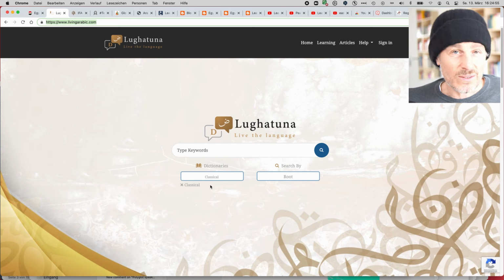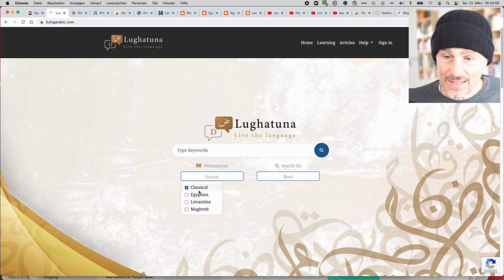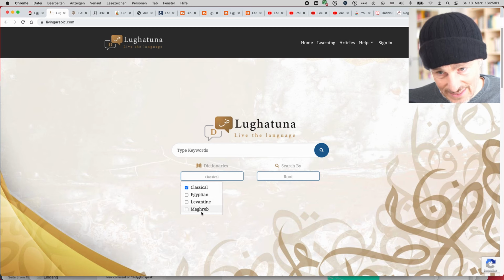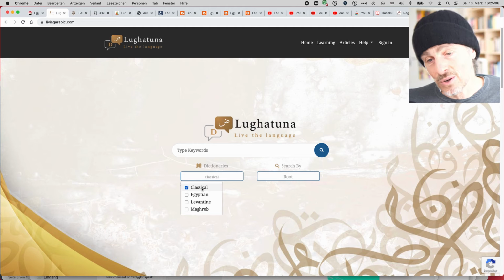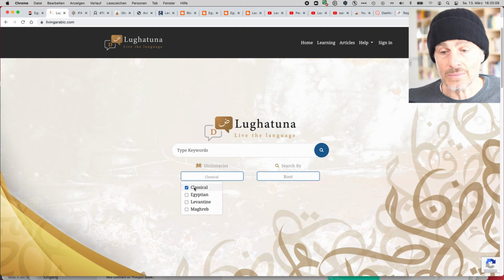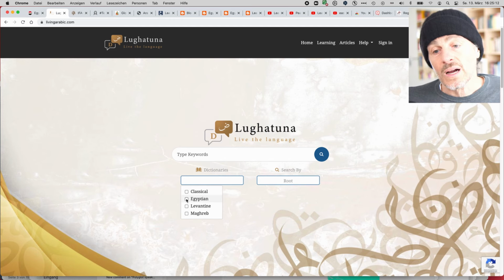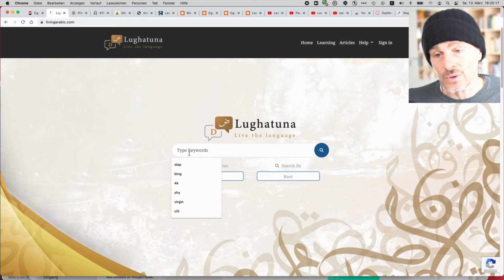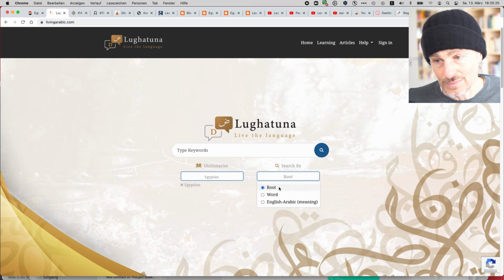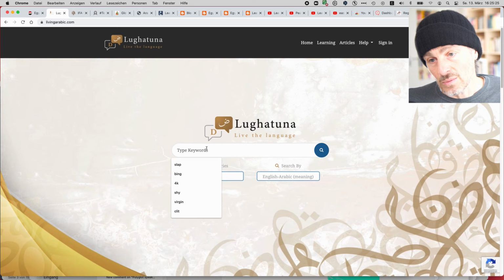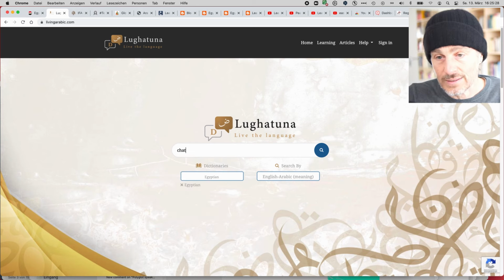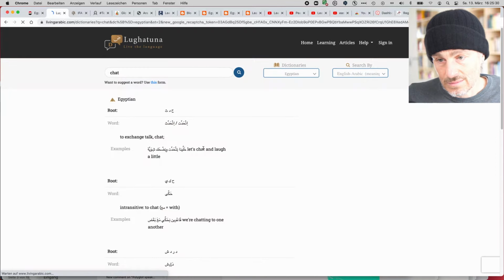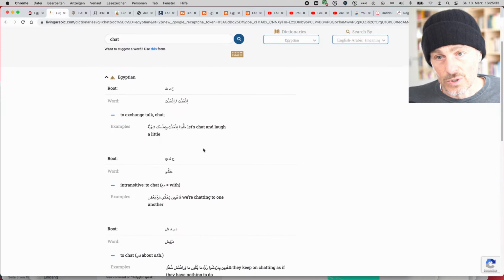So this is not only for Egyptian Arabic. This is also for Levantine and Maghrebi, meaning Darija dialects, but also classical, which is literary Arabic. If we look up chat here, for example, I have to say also that you can search for roots, for words, and for English-Arabic. So if you type in here chat, Egyptian chat, what do we get?